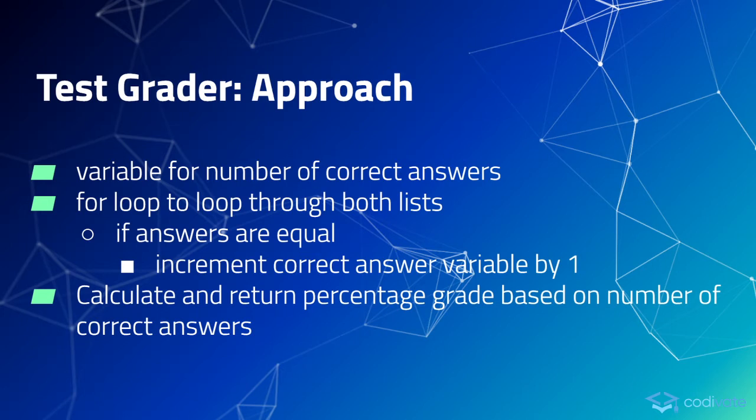First thing we're going to need to do is create a variable for the number of correct answers. We're going to track this throughout our algorithm. Once we have that, we need to use a for loop to loop through each item in the student answers list and the answer key list. While we are looping, we're going to be making some comparisons. If the answer at the index of the student list is equal to the answer key list, we'd have to increment the answer correct variable by 1, because that means the student got the correct answer.